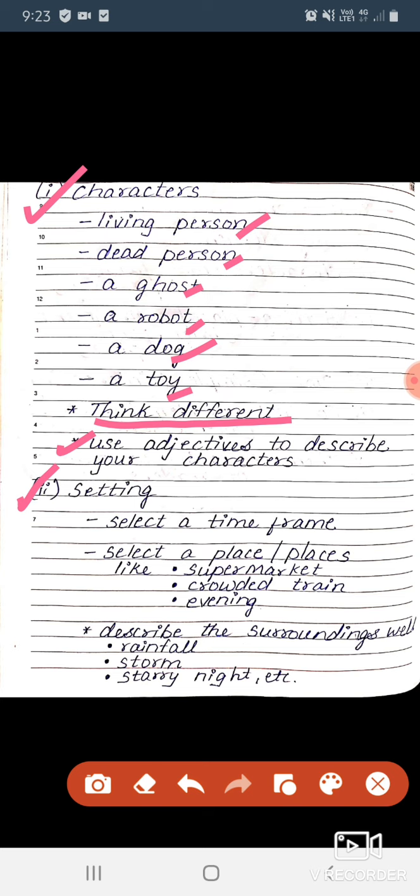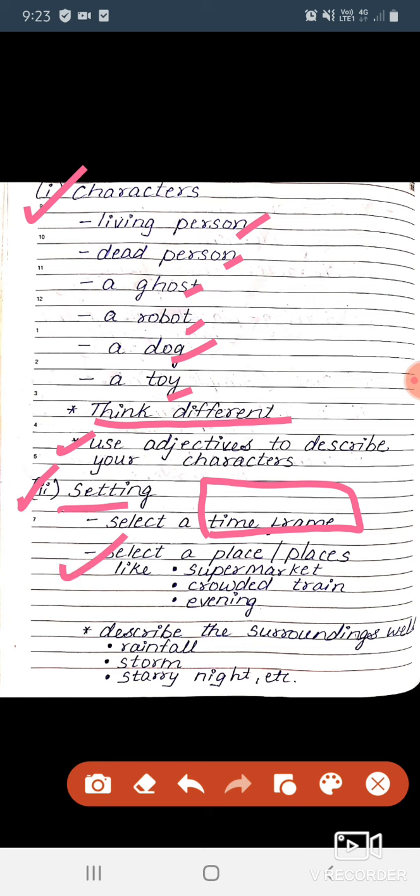The second key element is setting. Now select a time frame for your story. Time frame means first decide if your story will continue for a time period of over the years, or will your story end in a couple of months, or will your story be a scene from say 2-3 hours, or whether it will be of one day. So first select the time frame in which your story will be based.